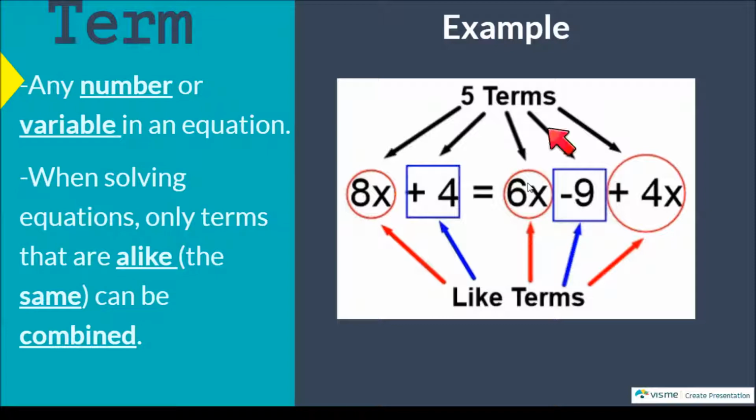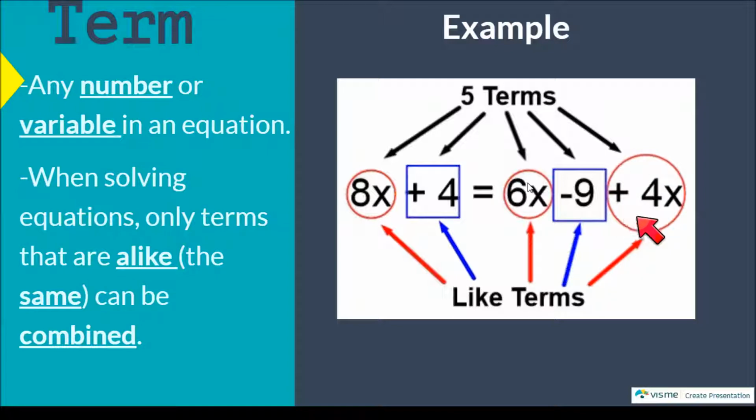Okay, so over here to the side in your example that you should have written down, this equation right here, remember an equation has an equal sign, so this is an equation, not an expression. This equation has 5 terms: 1, 2, 3, 4, and 5. So every part, every section that has a variable is a term. And then I've color-coded what's alike, or like terms. So 8x is alike with 6x, and alike with positive 4x.